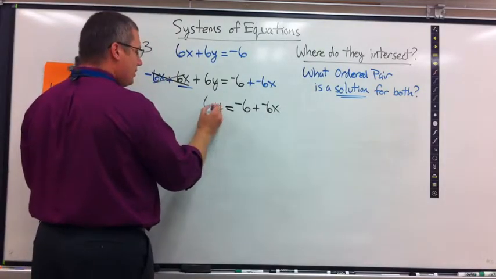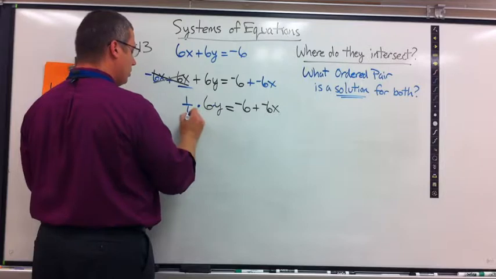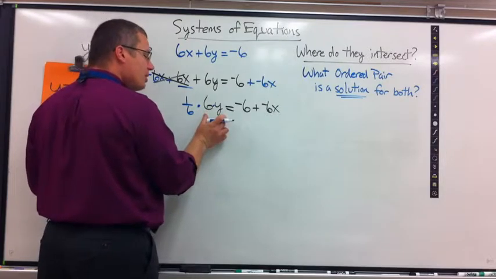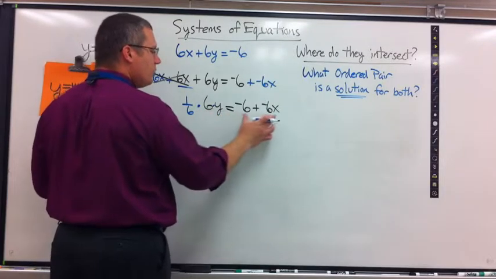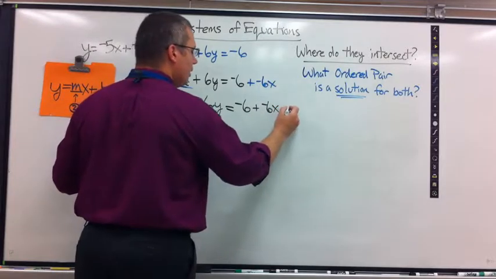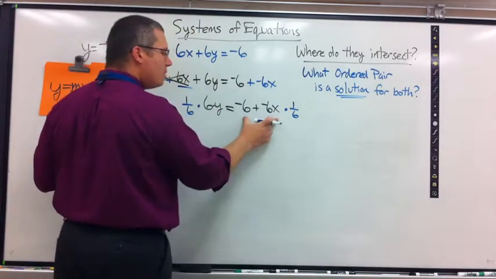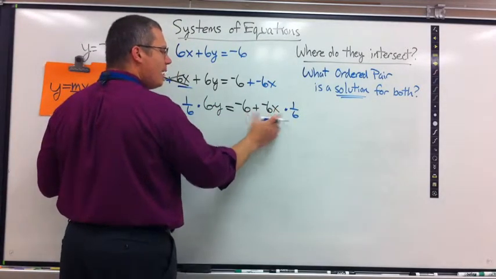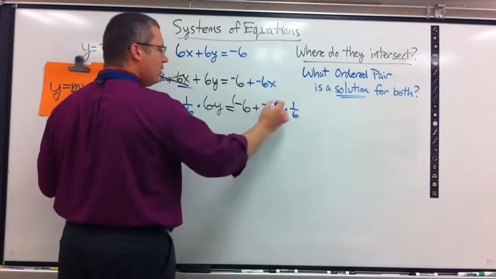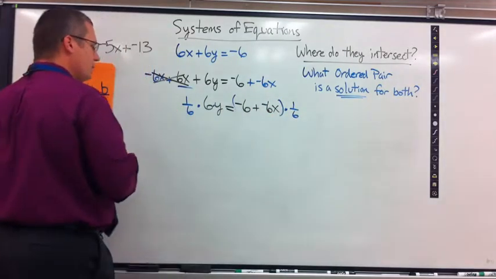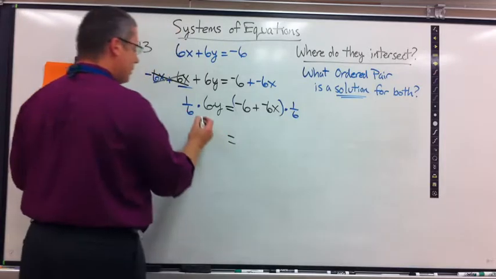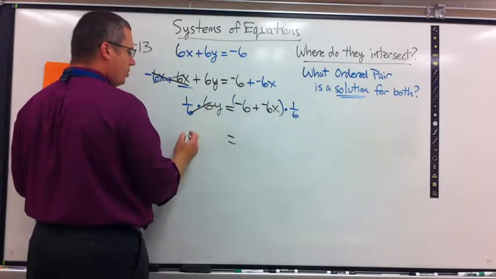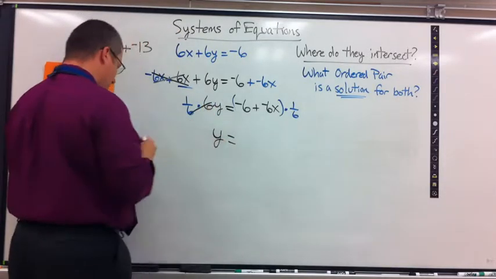Get rid of a multiplied 6. Multiply by the reciprocal. Here's the trick. If I do it to the left side, I must do it to the entire right side. How do I show I'm multiplying the entire right-hand side by 1/6? I need to put parentheses in. On the left, 1/6 times 6 reduces out. I'm left with y equals.